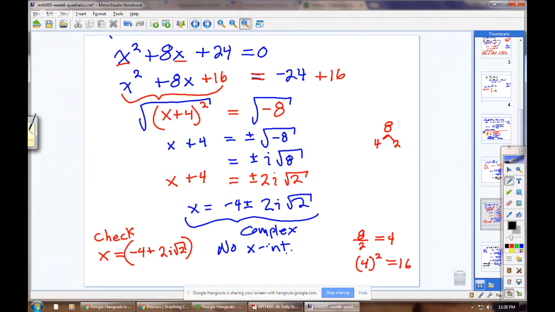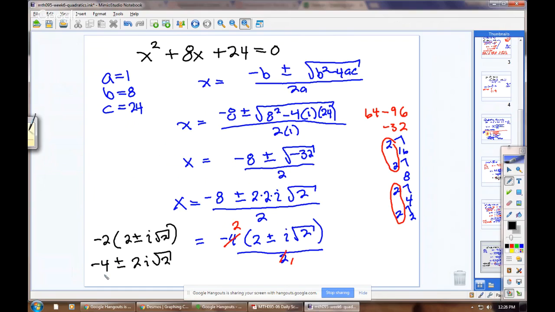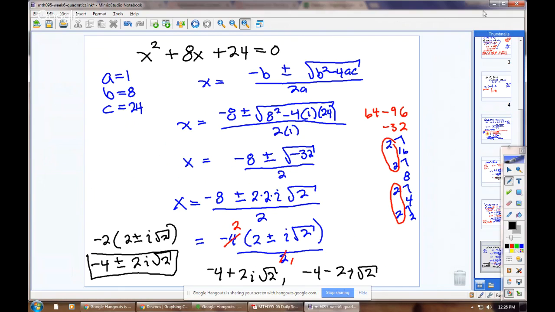Cool. So completing the square and the quadratic formula justify the same answer. These are the only x values, and there's 2 of them. Right? Negative 4 plus 2i square root of 2, and negative 4 minus 2i square root of 2 are the answers. All right, that's it for now. It's kind of an overview of where we've been last week and what you're doing this week.